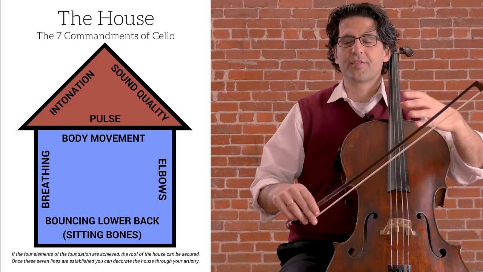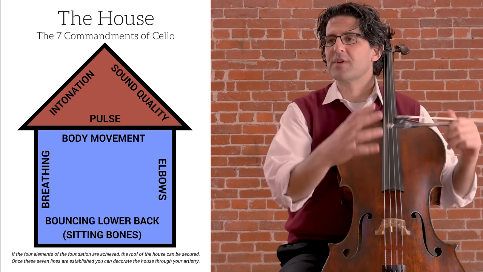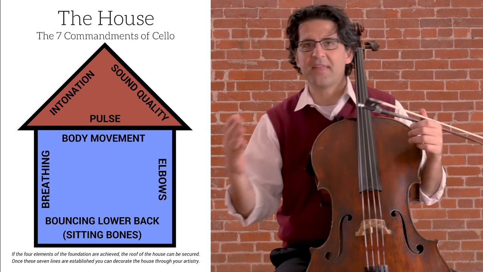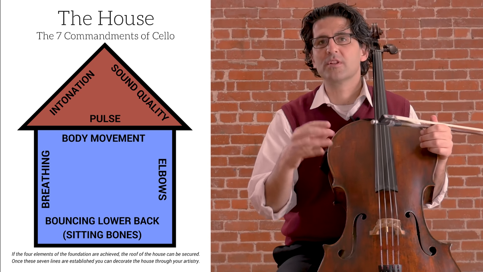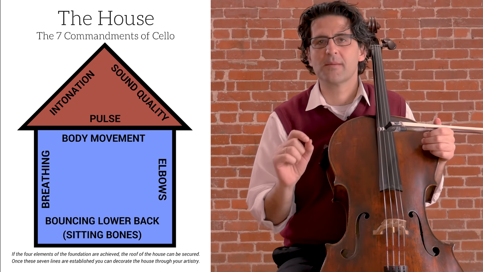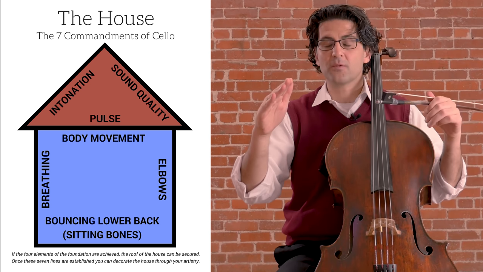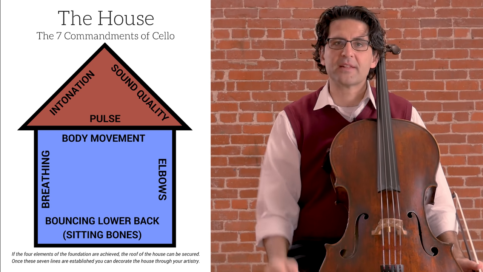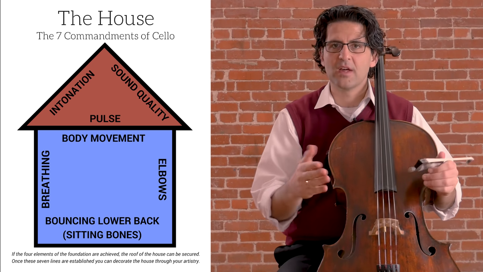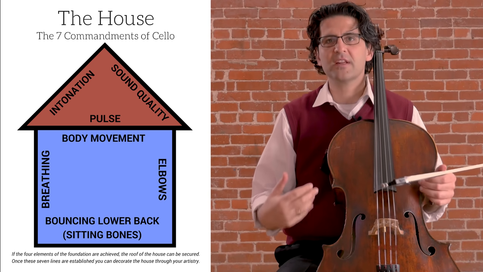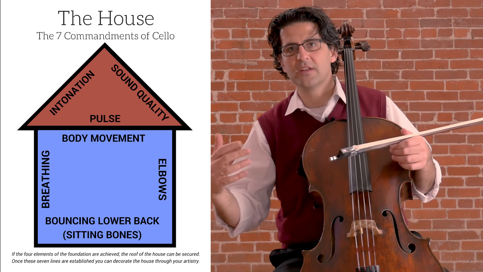So if we follow through towards the end of the bow, we create a very natural movement. And that's what we call body movement. We'll get into it more when we get into the emojis, the actual emojis. But as a fundamental, we have the number three fundamental in our house, building the house. We have breathing, we have bouncing lower back, and we have body movement.